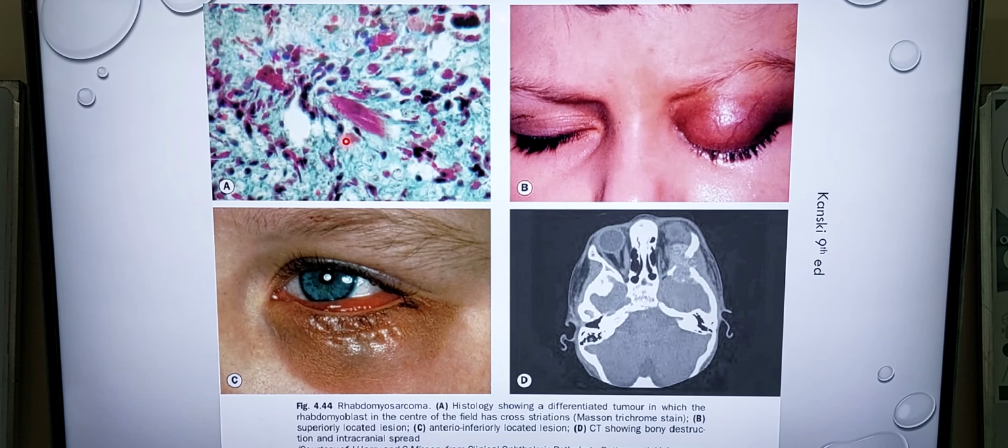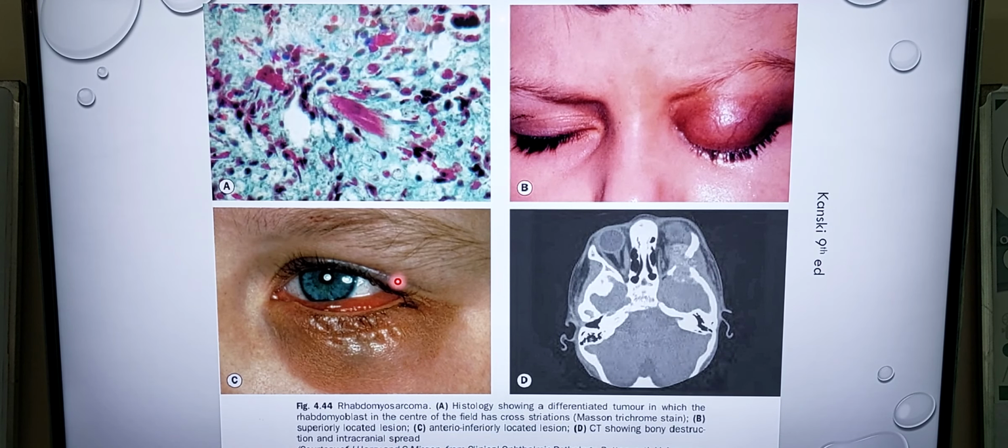This is a rhabdomyoblast, and you can see striations in it. The stain is trichrome stain. This picture shows a tumor which is located superiorly. You can see the skin is red, and it looks like orbital cellulitis as well, and it also has an acute presentation like it.